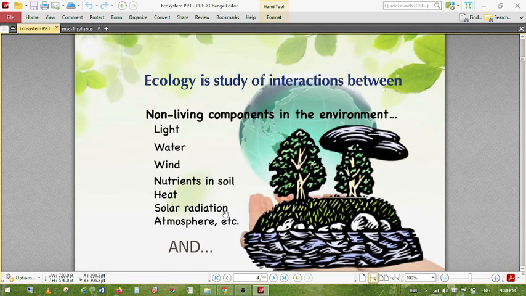So ecology is the study of interaction between both living and non-living. The non-living components consist of light, water, wind. These we have already studied in our previous BSc classes. So just to remind: light, water, wind, nutrient, soil, heat, solar radiation, atmosphere, air, all these things. These things have a great impact on any living organism, because all these parameters are very crucial for a particular type of organism.